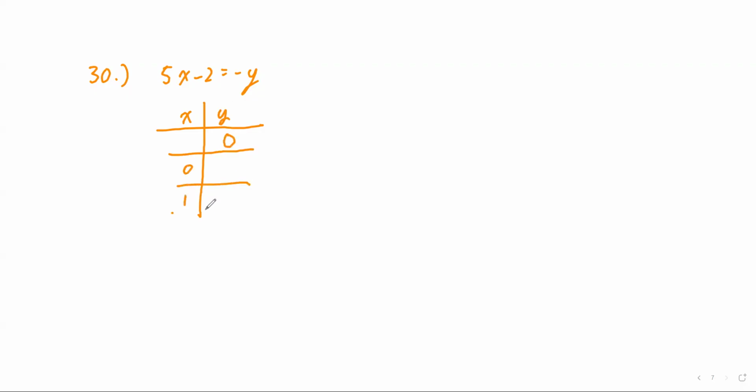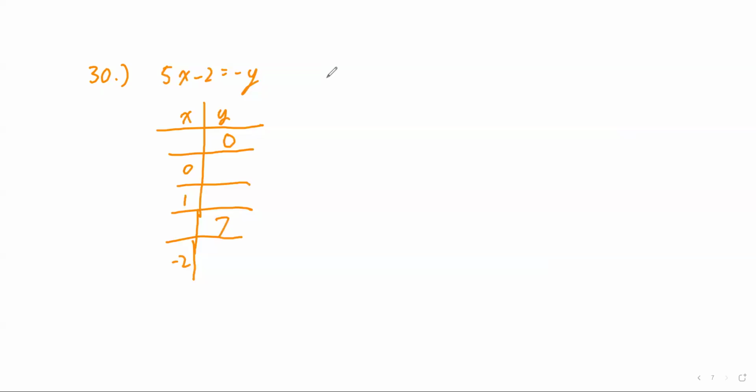Let's do one more of these. I want to make sure you have plenty of examples. So let's look at number 30. All right, so we have 5x minus 2 equals negative y. So we have a table, x and y. We have don't know and 0, 0 and I don't know, 1 and I don't know, and 7, negative 2 and I don't know.